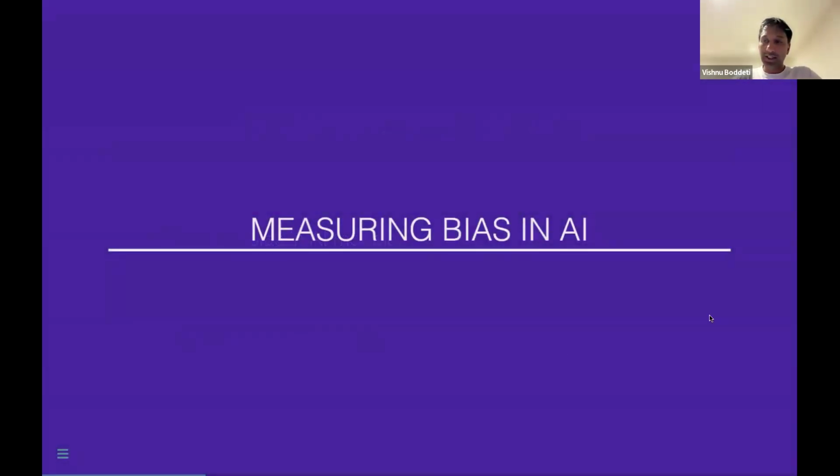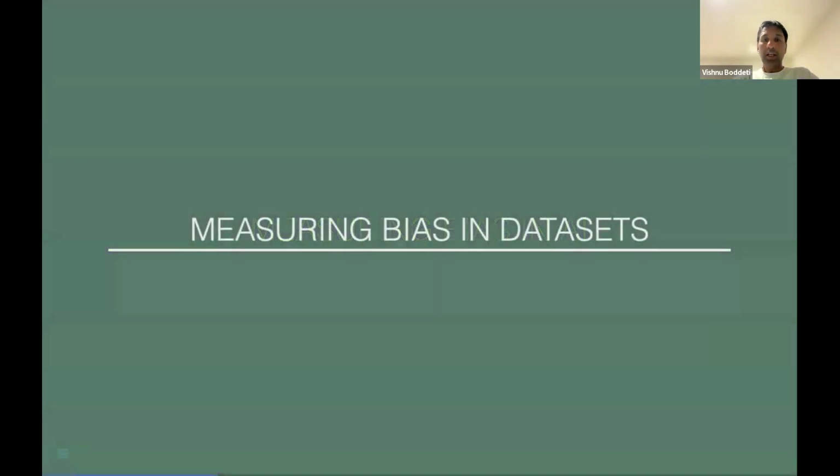So let's go into measuring bias in AI systems. We're going to look at measuring bias in two different aspects. One is measuring bias in the data sets that we use for training these AI systems. The other is measuring the bias in the models that are trained from these kinds of data sets. So there's bias in both data and models, and we're trying to measure both of them separately.